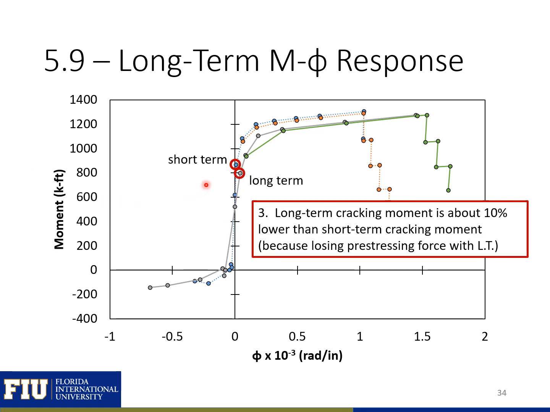Here you can see that the long-term effects are going to lead to a lower cracking moment. So the long-term cracking moment is going to be about 10% lower than the short-term cracking moment. And this is because we're going to lose pre-stress force. So our pre-stressing is going to become less effective over time because of our creep, our shrinkage, and our strand relaxation.